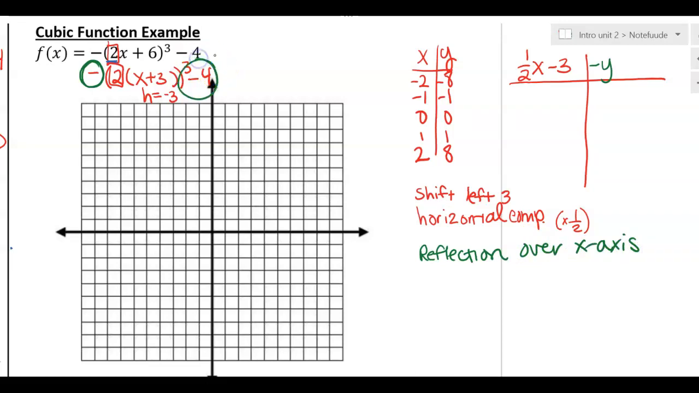And then there's a -4 here, which again is a shift down 4. So it would look like this. So our y values are a little bit easier to change here. Okay, we just have to take their opposite and then subtract 4. So -8 would become +8 minus 4. -1 would become +1 minus 4. 0. +1 would become -1 minus 4.